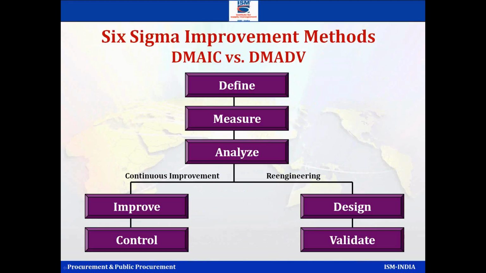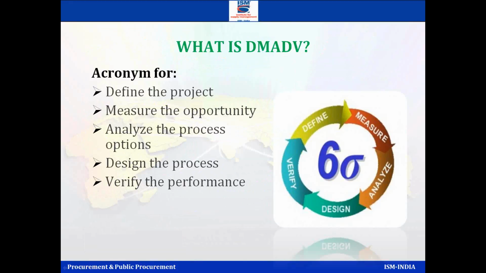Now, when it comes to improvement methods, there is the DMAIC method and the DMADV method. One is continuous improvement, so keep in mind there has to be continuous improvement. The other one is called design and validate. So this is where the acronyms show up.